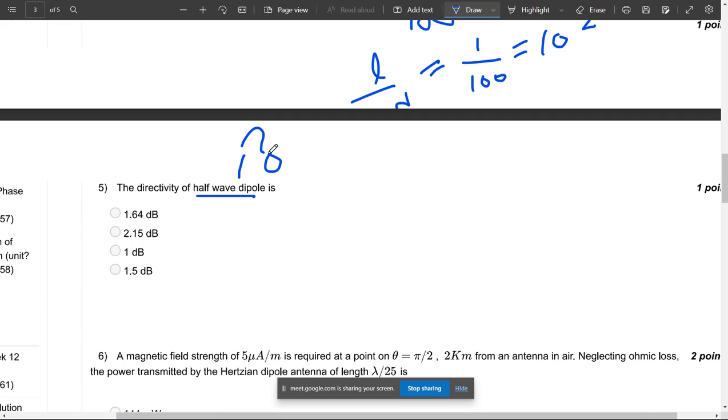L is equal to lambda by 2, ma'am. Yes. So whatever will be the operating frequency, the length of the antenna will be lambda by 2. So that antenna is known as half wave dipole antenna. It is also known as Hertz antenna.